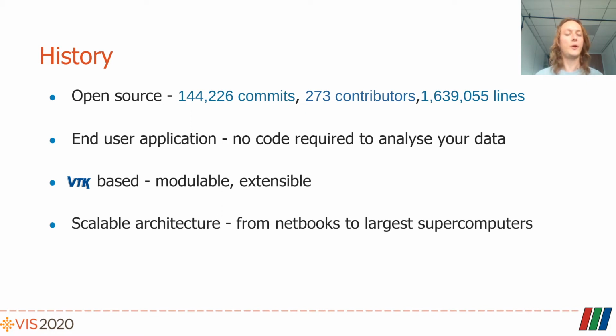ParaView is an open source software which is maintained by Kitware and which has a BSD license, which is a really permissive one. You have here some statistics about the GitLab repository. It's an end-user application, which means that it's meant to be used without any code. In fact, it's used by a lot of researchers or scientists that try to explore a dataset that can be really large. It's based on VTK, which is a famous library in scientific visualization, which is both modular and extensible. ParaView has a client-server architecture, which means it's really scalable from the small laptop to the largest supercomputer in the world.